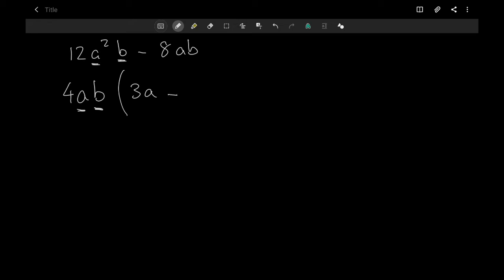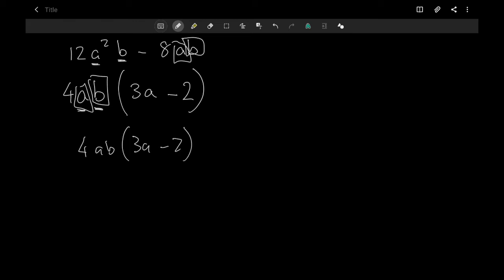Minus. Now we start again. We say 4 times what will give me 8? And the answer is 2. Now we know we have an a here and an a here. So we do not need another a. We have a b here and we have a b here. So we don't need another b. Now we close the bracket. So when we factorize 12a squared b minus 8ab, it would look like 4ab, open bracket, 3a minus 2. And that is our answer.